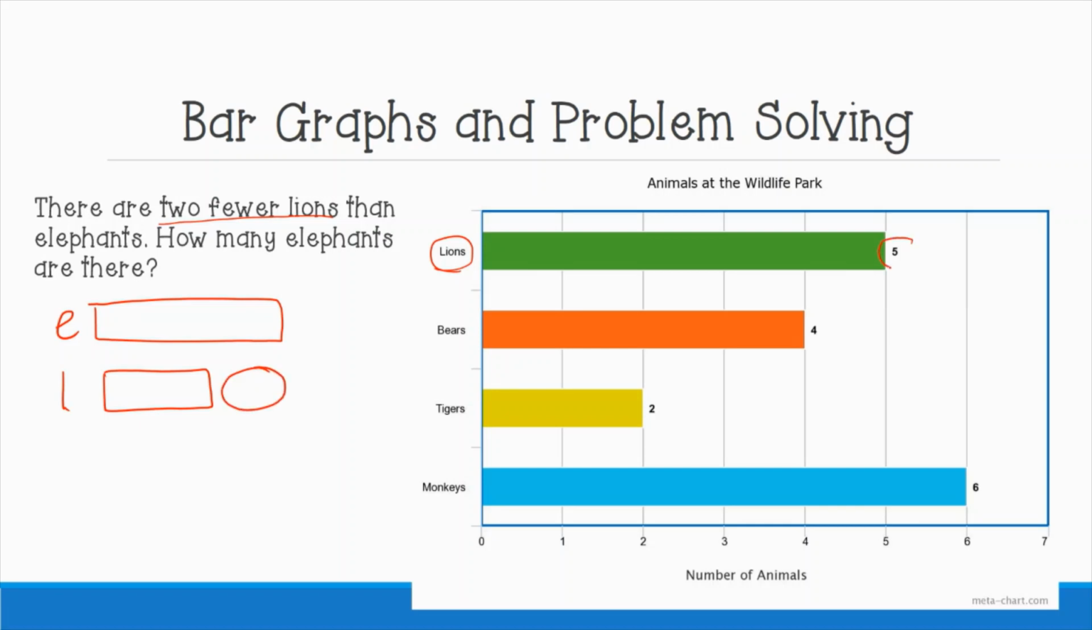I know that I have 5 lions and that it is 2 fewer. So now I need to solve to find my elephants. I have 2 addends, so I'm going to add them together to find my missing total. And 5 plus 2 is 7, so there are 7 elephants.